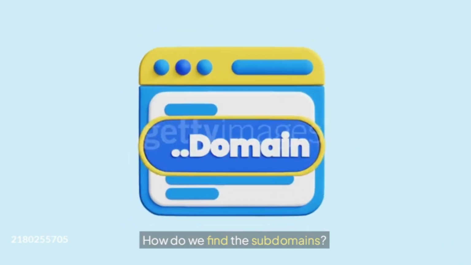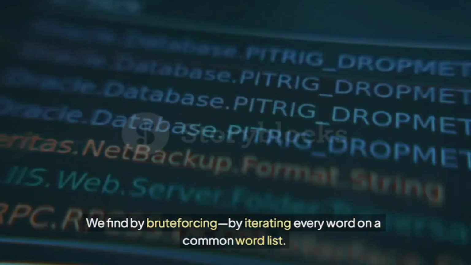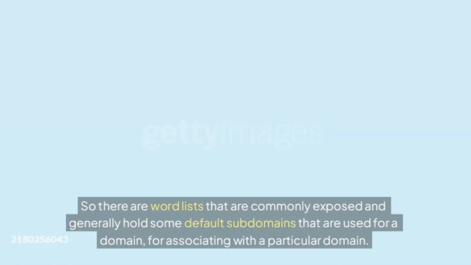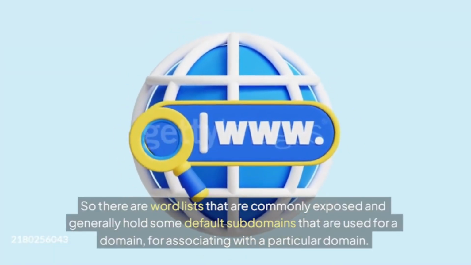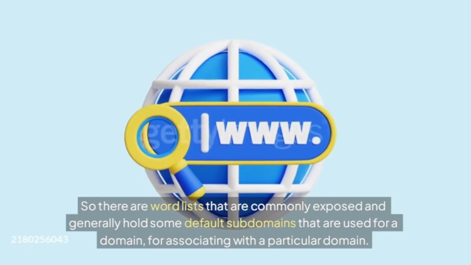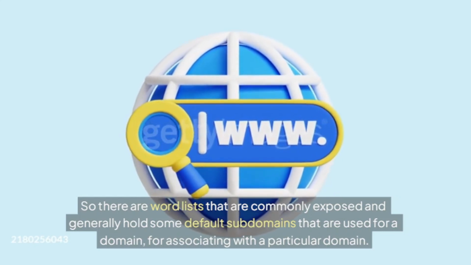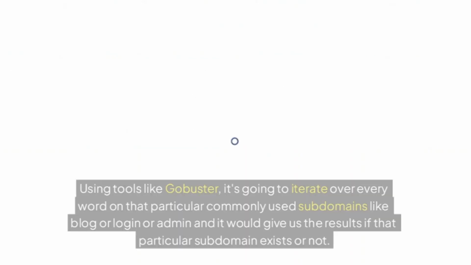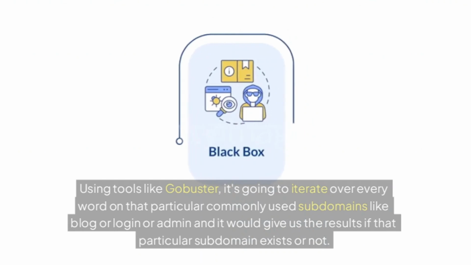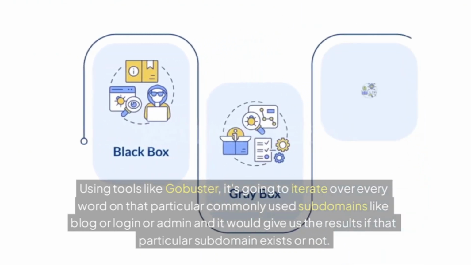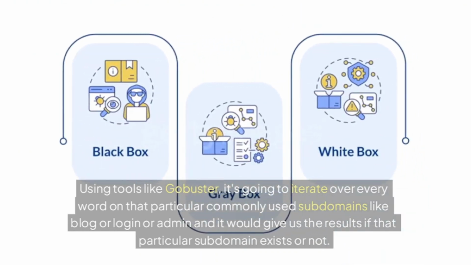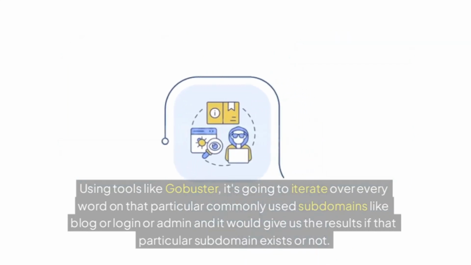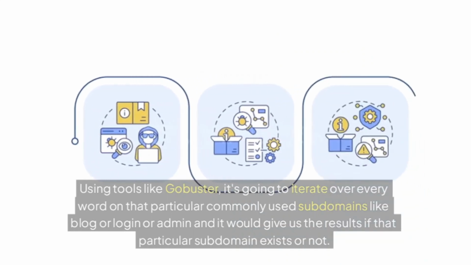How do we find the subdomains? We find them by brute forcing, by iterating over every word in a common word list. There are word lists that are commonly available and generally hold some default subdomains that are used for associating with a particular domain. These subdomains hold a purpose. Using tools like GoBuster, it's going to iterate over every word in that list of commonly used subdomains, like blog or login or admin, and it would give us the results if that particular subdomain exists or not.